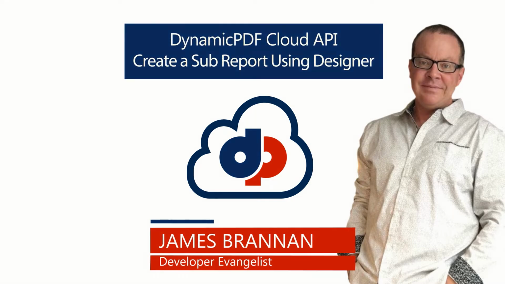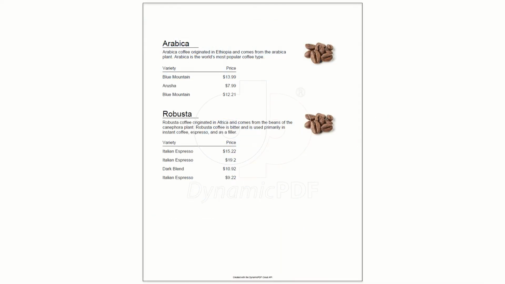In this tutorial, we create a subreport. We use subreports to create reports that contain nested data rows. You'll use the report element combined with the subreport element to add nested child reports to a parent report.